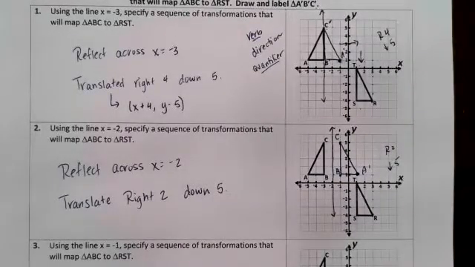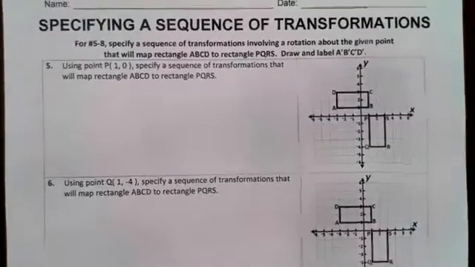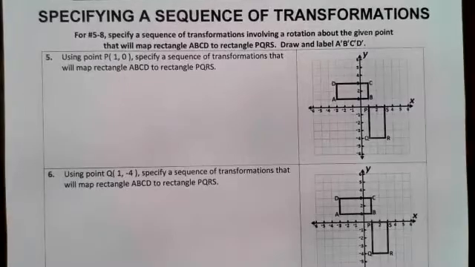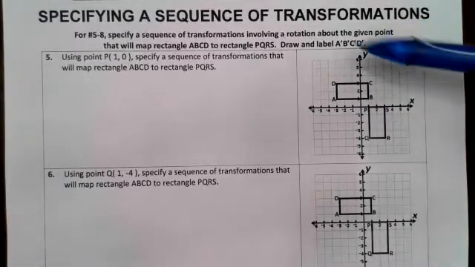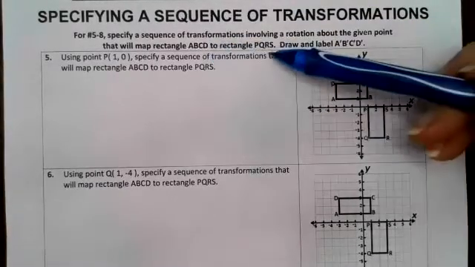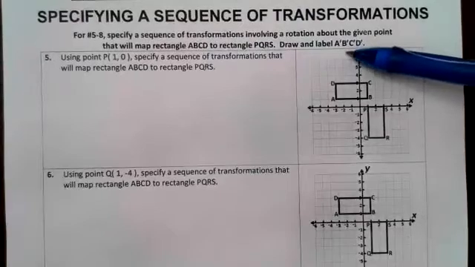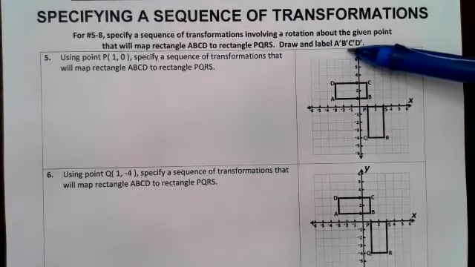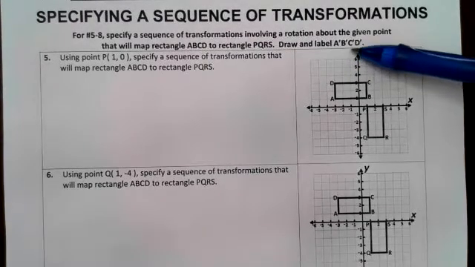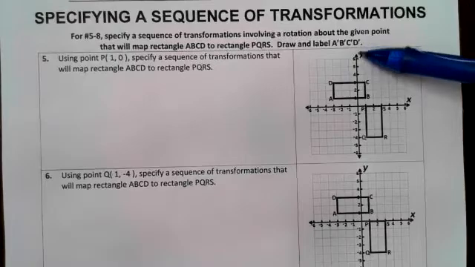Okay. All right, so I'm going to move on to the next page. Look at 5 and 6. So here we're looking at a rotation. So I'm starting at A, B, C, D, and I want to end up at P, Q, R, S, but I need to include my middle image, A prime, B prime, C prime, D prime.